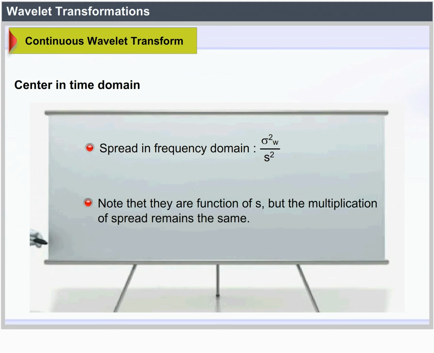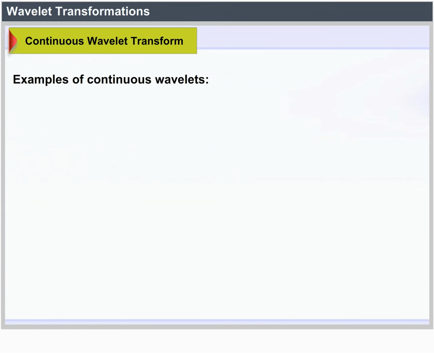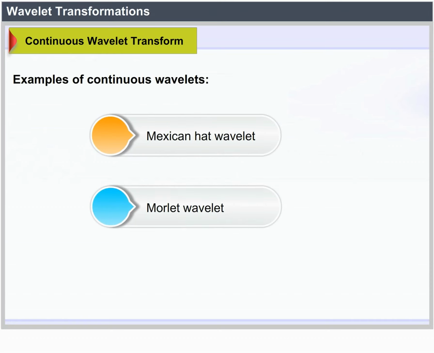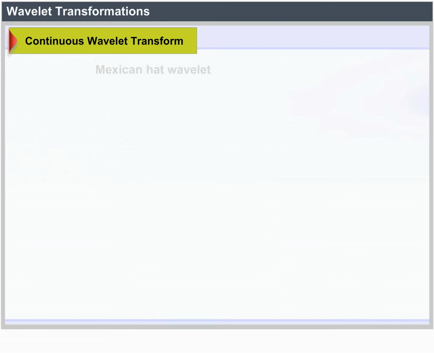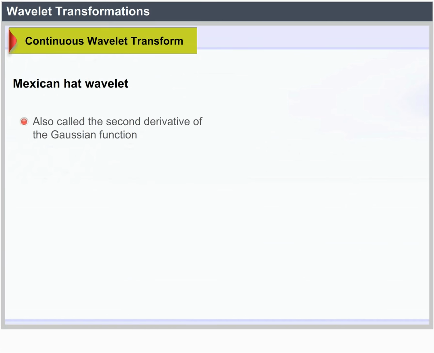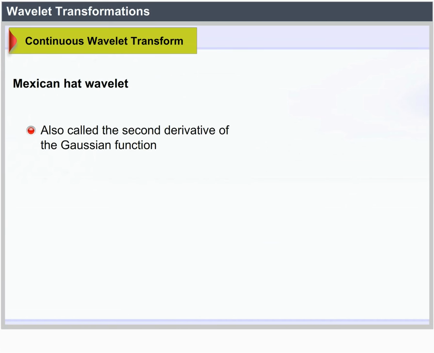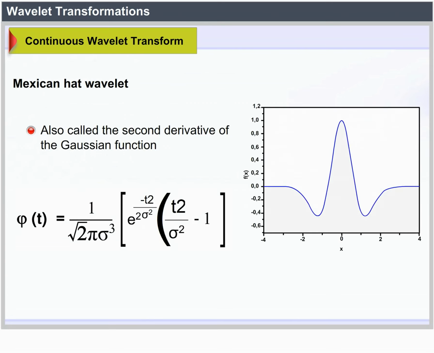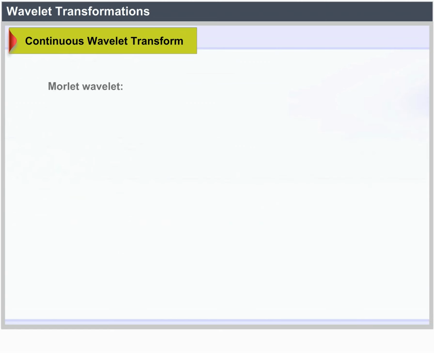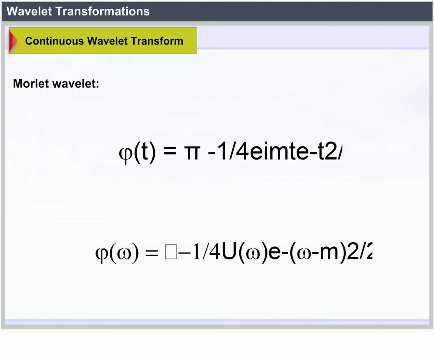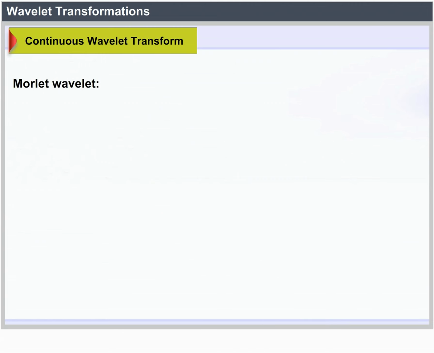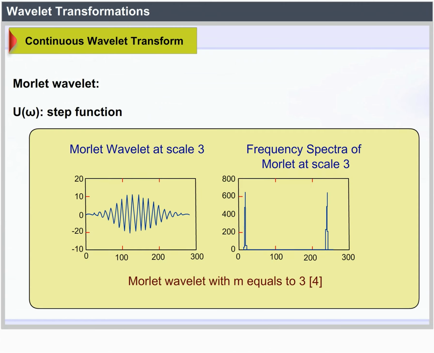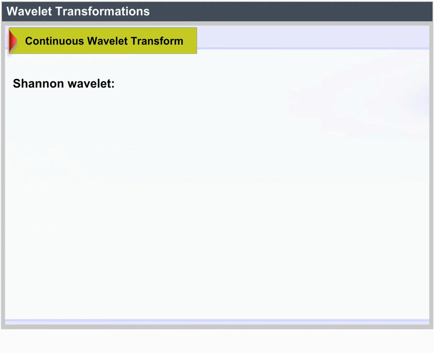Examples of continuous wavelets: Mexican hat wavelet, Morlet wavelet, Shannon wavelet. The Mexican hat wavelet is also called the second derivative of the Gaussian function. It takes the shape as shown. The corresponding expression for the Morlet wavelet will be. The figures on screen show the Morlet wavelet at scale 3 and its corresponding frequency spectra. The Shannon wavelet takes the form as shown on screen.